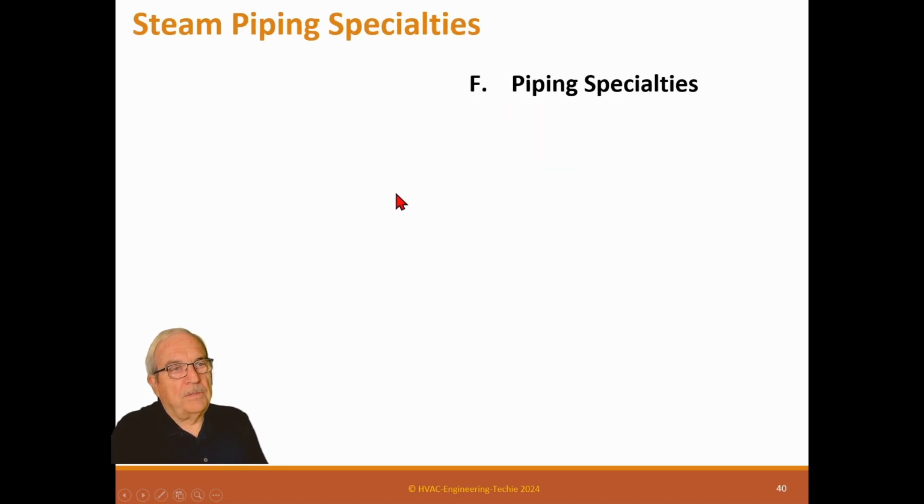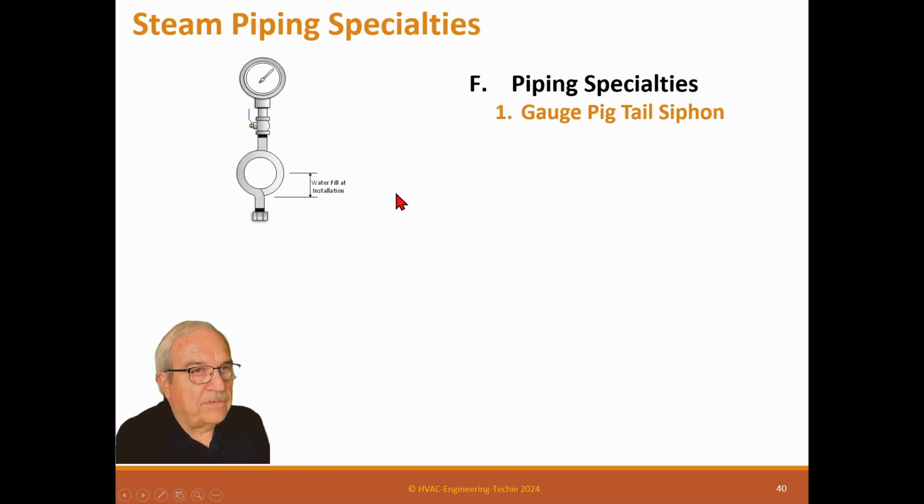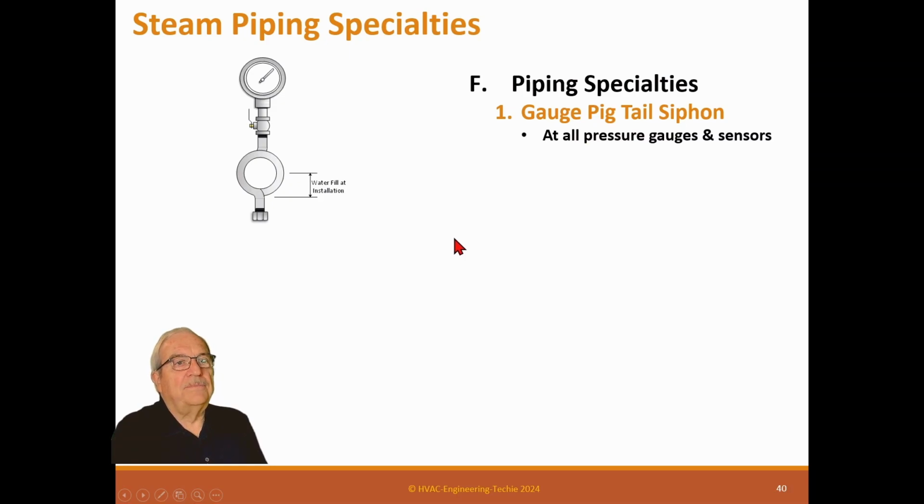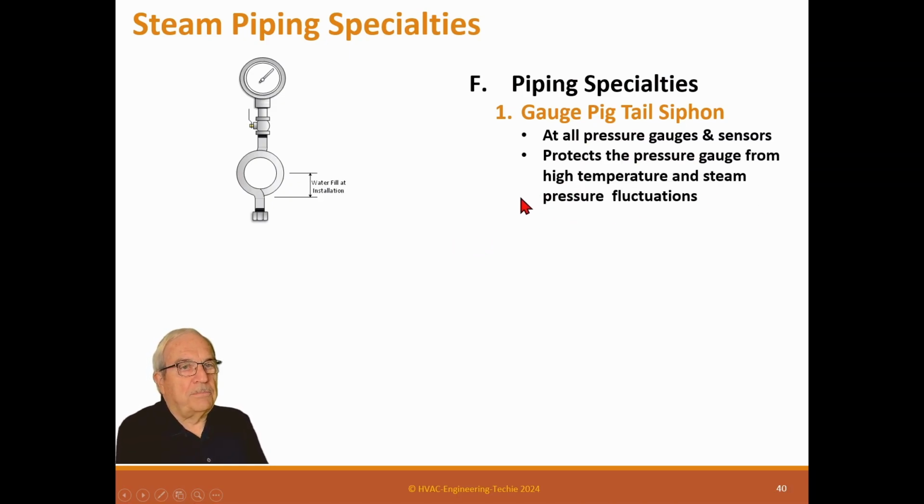Steam piping specialties, gauge pigtail siphons. Now on steam, you don't want the fluctuations of pressure going to the gauge or to the sensor because it'll fluctuate a lot. So what we call pigtails, and what happens here is the pipe comes up and goes around and goes out to the gauge. So it stays half full of water all the time, and it allows some variance in the steam pressure because this won't drain out. This pipe here, even when the steam's gone, will still have water in it, and that protects the gauge. At all pressure gauges and sensors, it protects the pressure gauge from high temperature and steam pressure fluctuations.